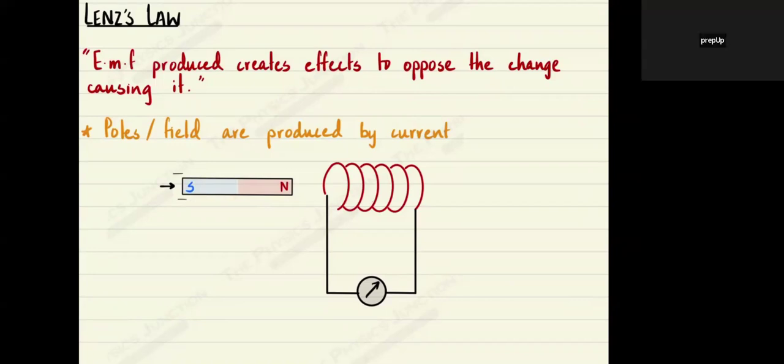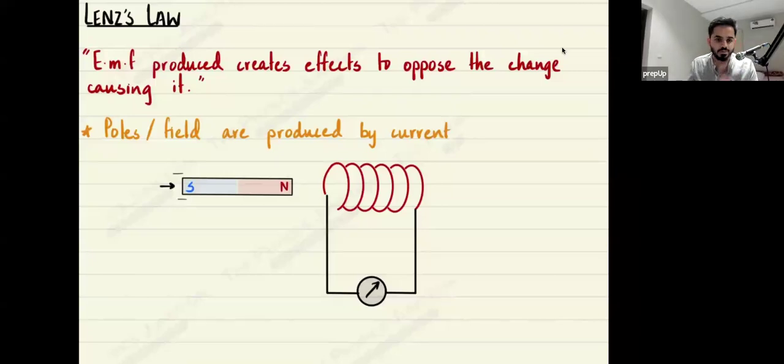So for that, I'll need to turn on the camera. Camera is on now. So let's look at this one. There's this magnet which has a south pole here, a north pole here, and this is moved in towards this coil, right? Now what Lenz's law says is that obviously there would be an EMF induced in this coil.